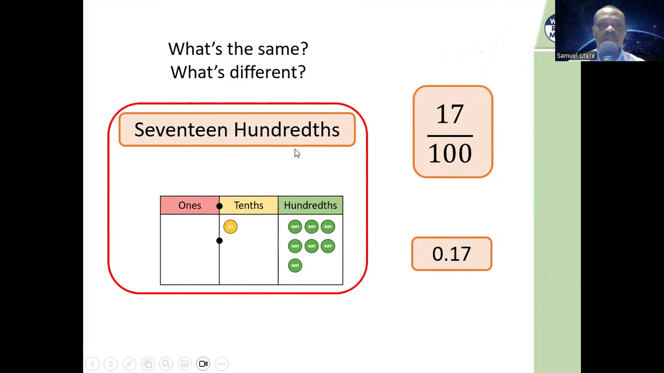But what about this? Have you noticed that the place value chart does not seem to show 17 hundredths? It's showing 1/10 here and here 7 hundredths. Well, we can use the fact that 1/10 is equal to 10 hundredths. So if we do an exchange where we take this counter and exchange it for 10 hundredths, then we'll now have 17 hundredths here. That is one of the differences you would notice.